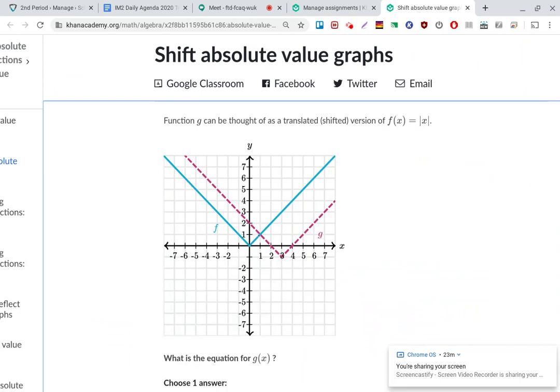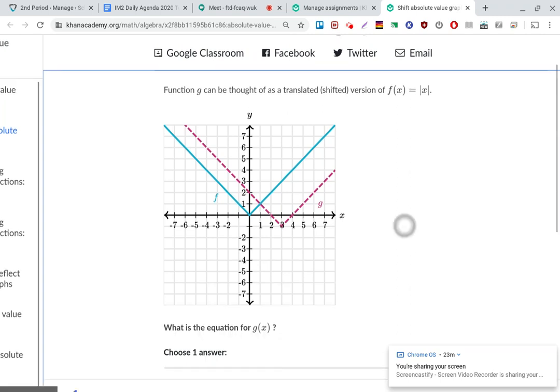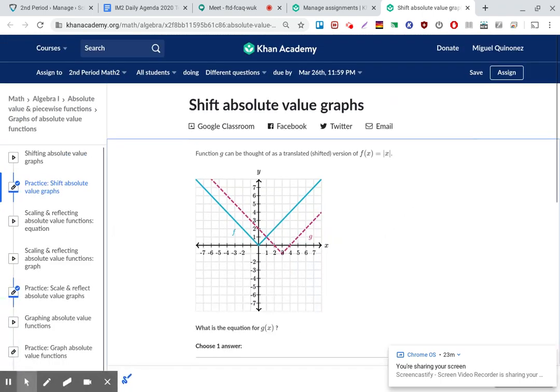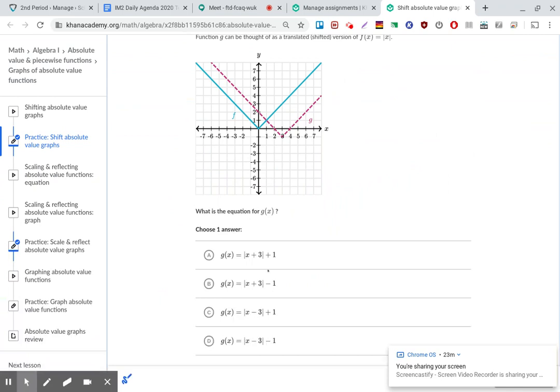See, over 1, up 1, up 1, up 1. This is the generic f. Now it looks like g moved to the right 3 and down 1. So does anybody remember, is it plus 3 inside or is it minus 3 to move things to the right? Isn't it plus 3? Yeah, so with plus 3, it actually moves it the left way.